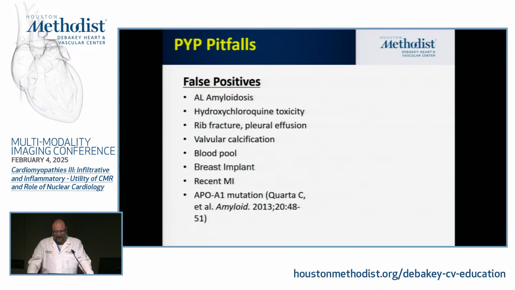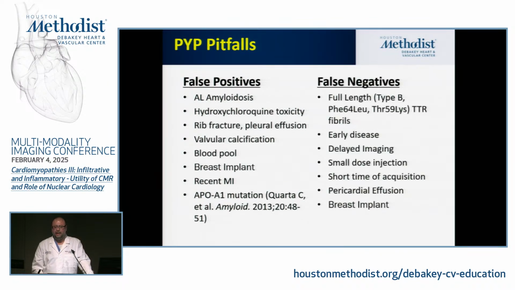If there is rib fracture or pleural effusion, sometimes they could affect it. Blood pool is the biggest source of false positives, and recent MI, because PYP does light up in patients with recent MI. There are some mutations for ATTR amyloid that are known not to take up the tracer. They are not the most common in the US, but some of these mutations actually have negative PYP. And there are some early disease states where you're not going to be able to see that intense uptake.